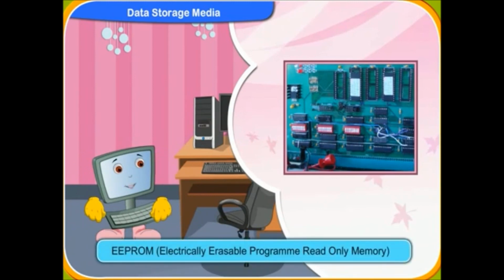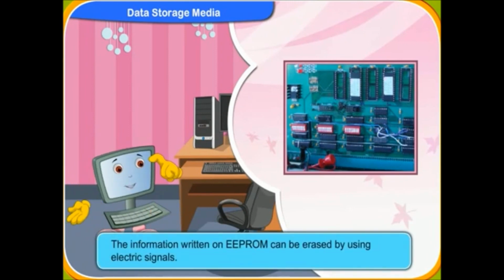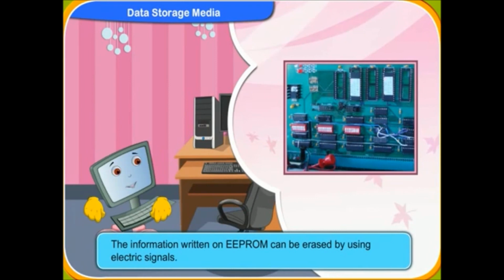EEPROM stands for Electrically Erasable Programmable Read-Only Memory. The information written on it can be erased by using electric signals. This memory type is more flexible than EPROM.